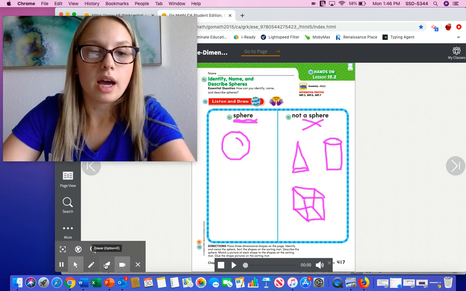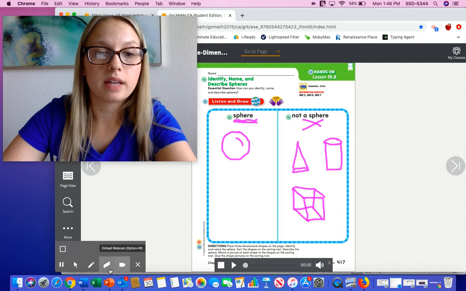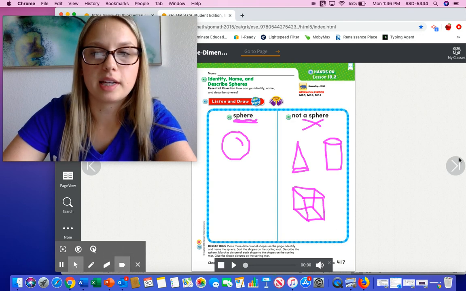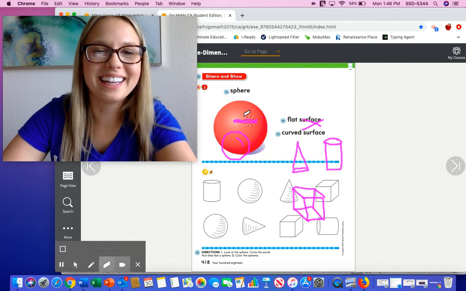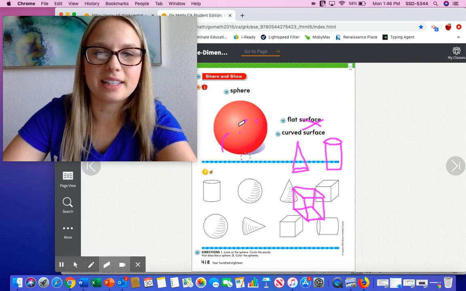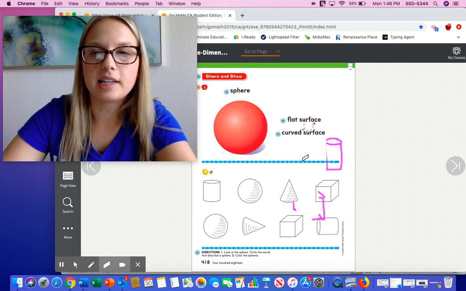Okay, I need to erase my shapes. You're going to keep yours on there. Actually, let me try. I'm going to try to flip to the next page and see if it disappears. Nope, it didn't. Okay, I got to erase mine because that's what happens. Okay, so go ahead and take your Post-it, flip to the next page. It should look like this with the big red ball on it.